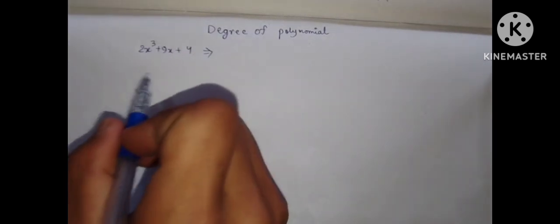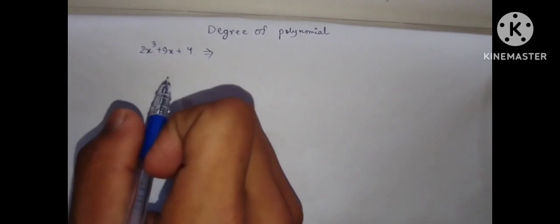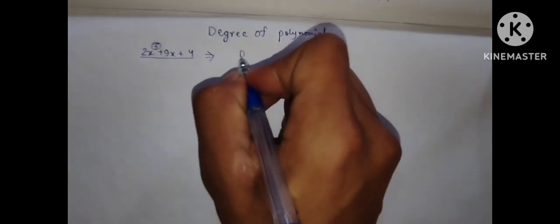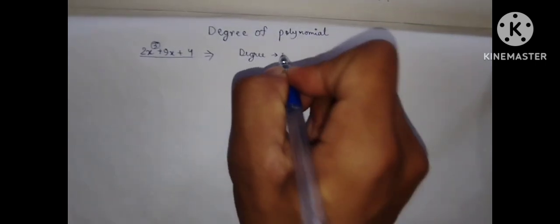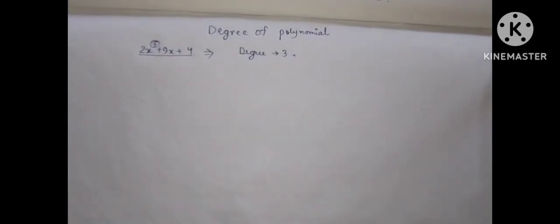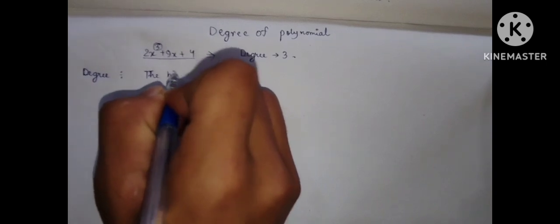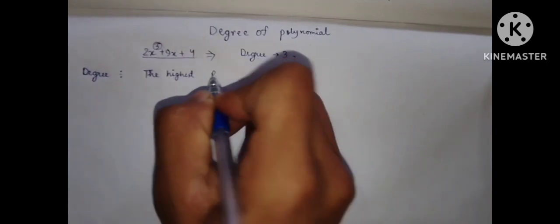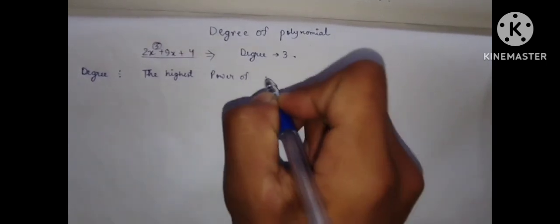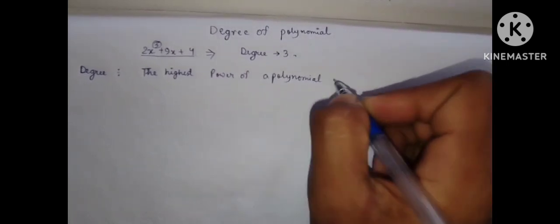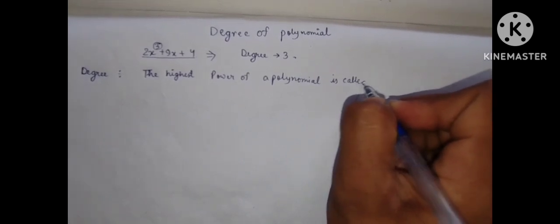Now the degree is the highest power of a polynomial. So which power is highest among these three terms? Now since 3 is the highest, right? So now the degree will be 3. Okay, very easy. Now let me write the definition of degree here. Okay, degree. Now the highest power of a polynomial is called degree.